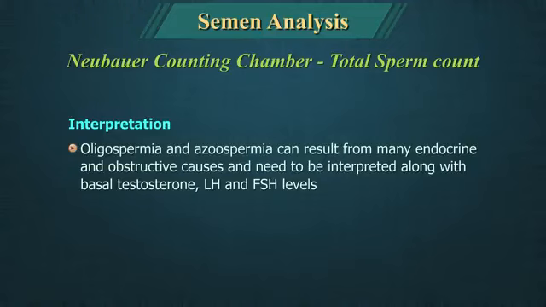Oligospermia and azoospermia can result from many endocrine and obstructive causes, and need to be interpreted along with the basal testosterone, luteinizing hormone, and follicle stimulating hormone levels.